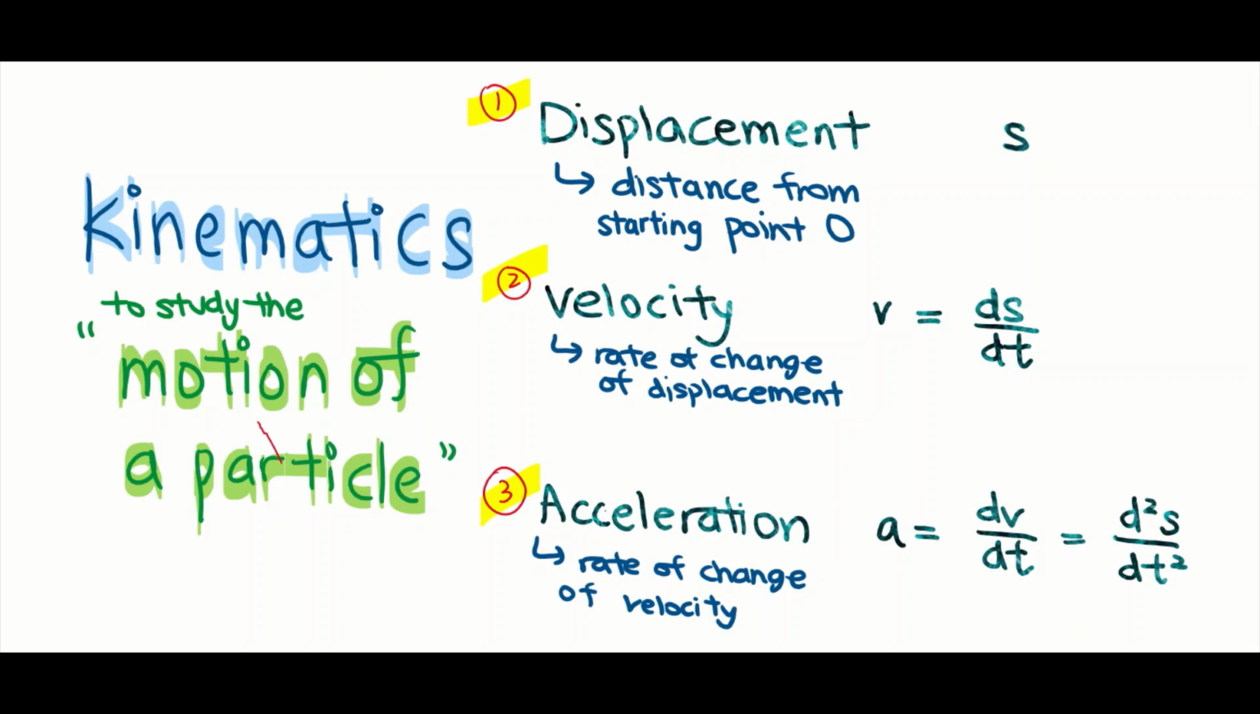For velocity, velocity is the rate of change of displacement. And how do I get velocity? I just need to differentiate my displacement to get my velocity. For acceleration, acceleration is the rate of change of velocity. So it means I just have to start from velocity and I differentiate one time to get acceleration.